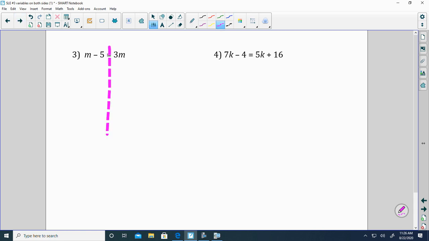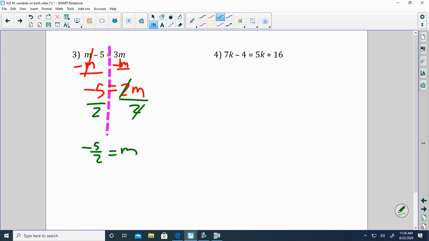I'm going to bring this straight down, just like we've been doing. I'm going to subtract m from both sides. So those cancel. So I get negative 5 is equal to 3 minus 1 is 2, so I get 2m. And 2 and m are being held together by multiplication, so I'm going to divide both sides by 2. So I wind up getting negative 5 over 2 is equal to m, because those cancel out.